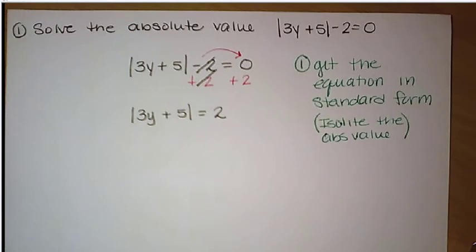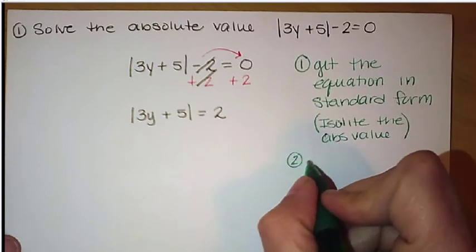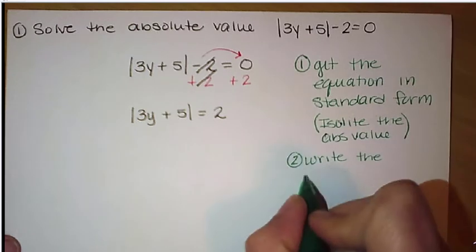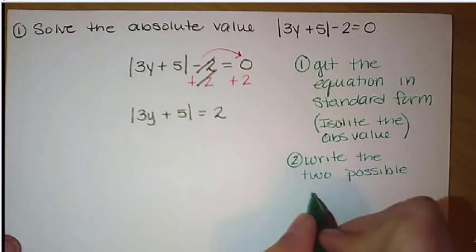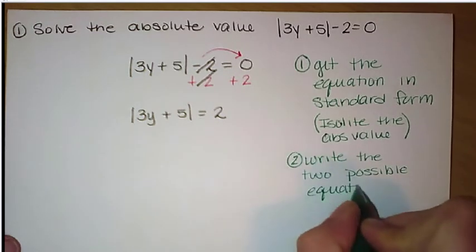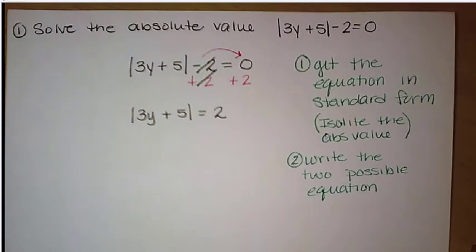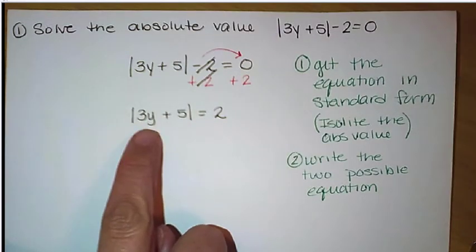Now our second step is where we actually start getting to the point where we can solve. So the next thing we need to do is write the 2 possible equations. Now remember what we talked about when we did that absolute value of x is equal to 5. We said it could equal positive 5 or negative 5 because we could either have the negative side of our problem or the positive side of our problem. These are exactly the same way. We just have something a little bit more than just an x in our absolute value.